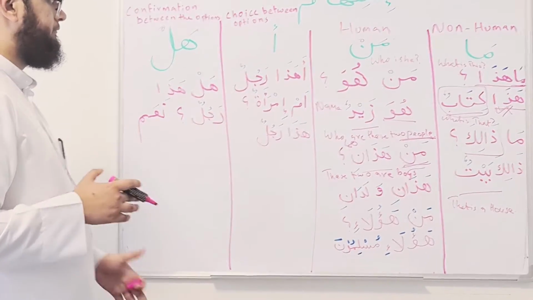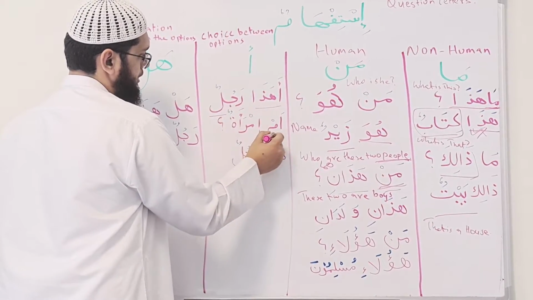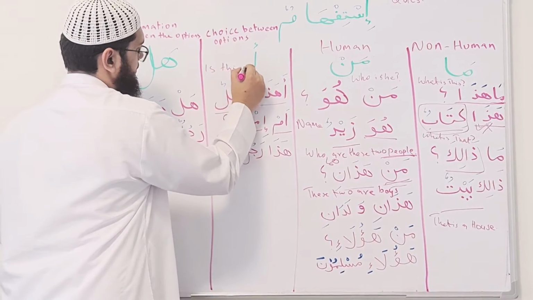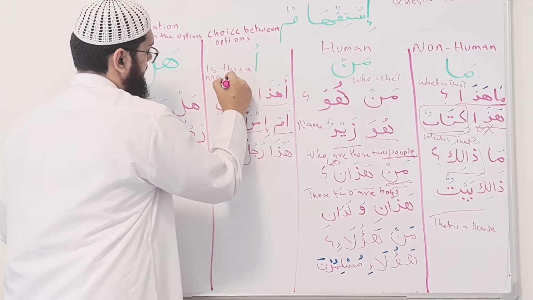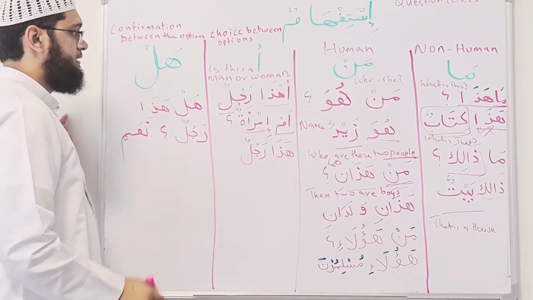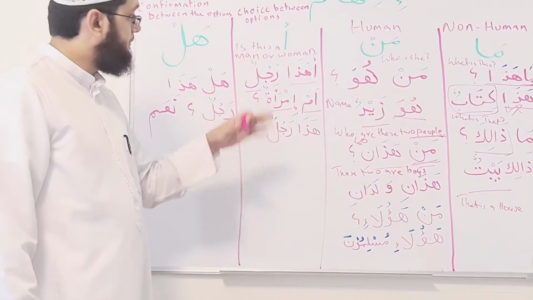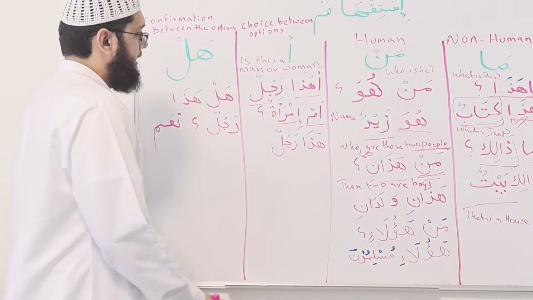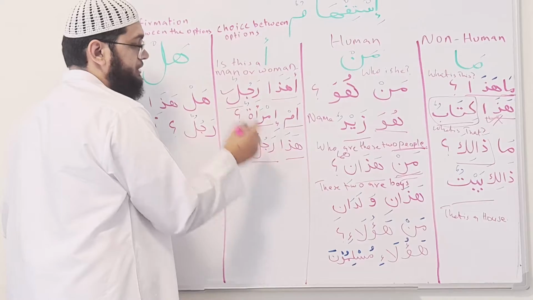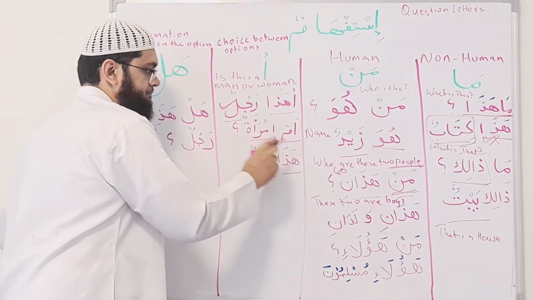Let's see an example, and it will be clearer for you. Let's say, for example, here is ahada rajulun am imra'atun. Is this a man or a woman? Now see the question. I want you to specify whether the person I'm asking about is a man or a woman. And the reply is hada rajul. So he's selecting this one. You're giving two options, man and woman, but the correct one is the male, right?